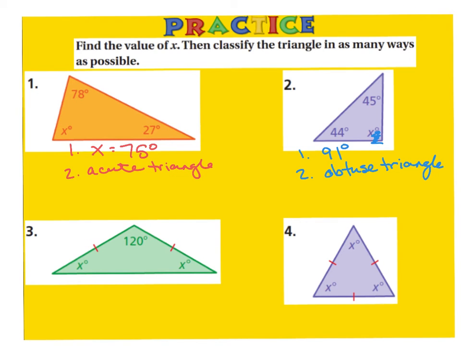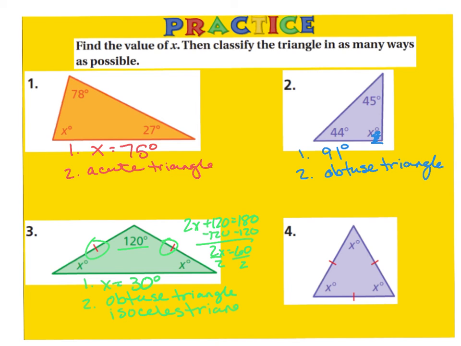Let's go down to number 3. We need to find the value of x. So again, we've got 2x plus 120. We're going to do it in an equation. Subtract the 120. We get 2x equals 60. Divide by 2, x equals 30 degrees. And we're going to classify it. Obviously obtuse because we have one that is larger than 90 degrees. So it's obtuse. We don't have all equal angles, so it's not equiangular. However, we have two sides that are the same, so it is an isosceles triangle. Have to have both.